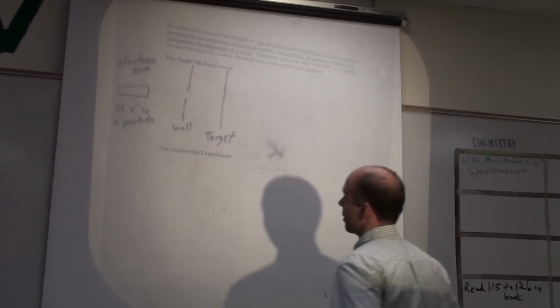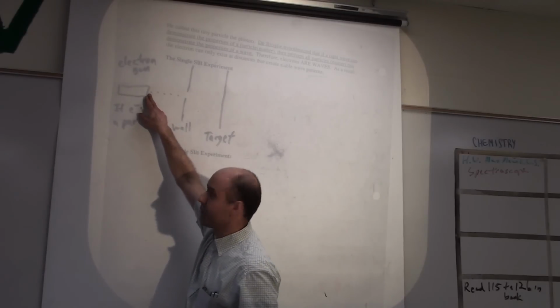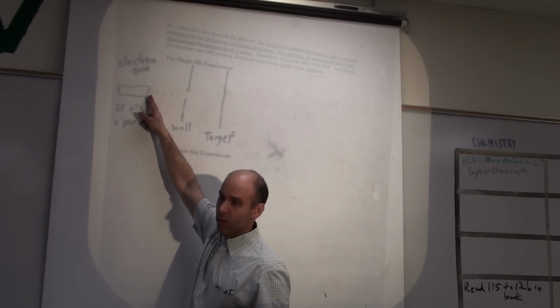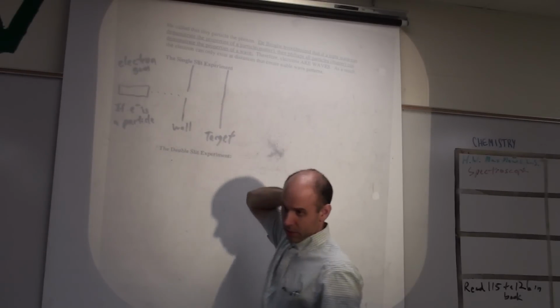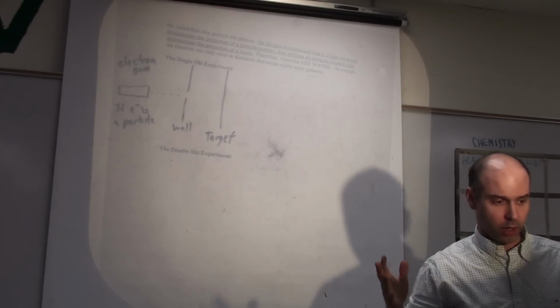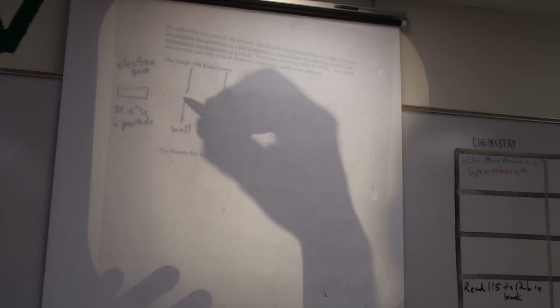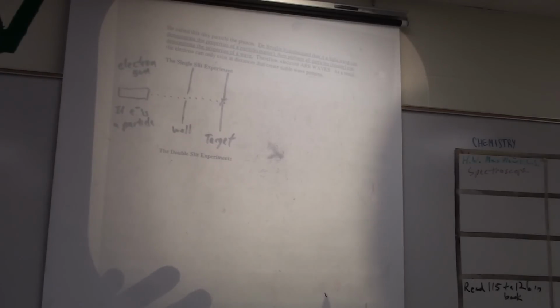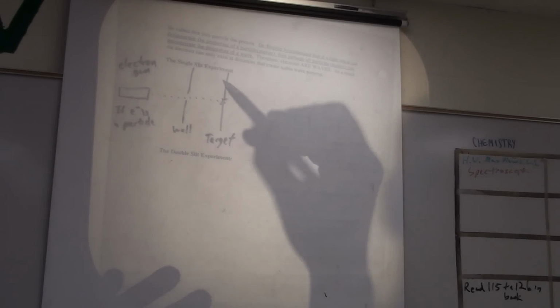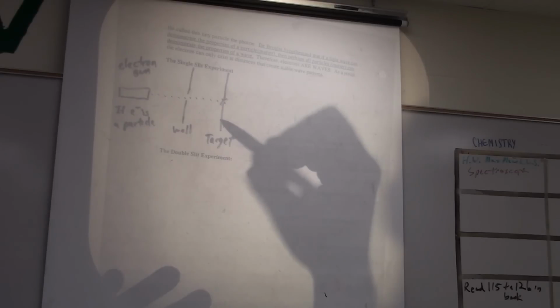So what's going to happen here if the electron is a little particle, like a bullet? Where will the electrons hit? Target. Where on the target? Where the slit is. So right there in the center. Will any electrons hit up here? No. Any down there? No.